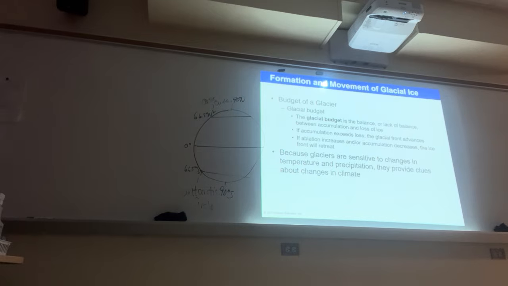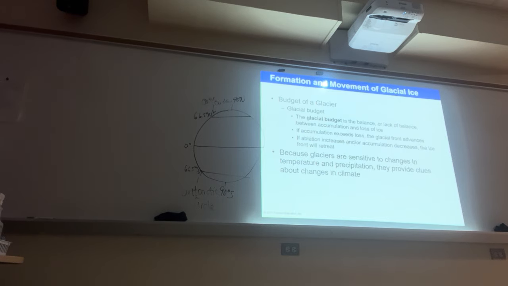All right, we just talked about this. The glacial budget is the balance or lack of balance between accumulation and loss. If accumulation exceeds loss, your balance grows, your glacier advances. If ablation increases and or accumulation decreases, so if you have less snowfall or increased melt, you're going to have a reduced balance in your budget and your glacier will retreat.